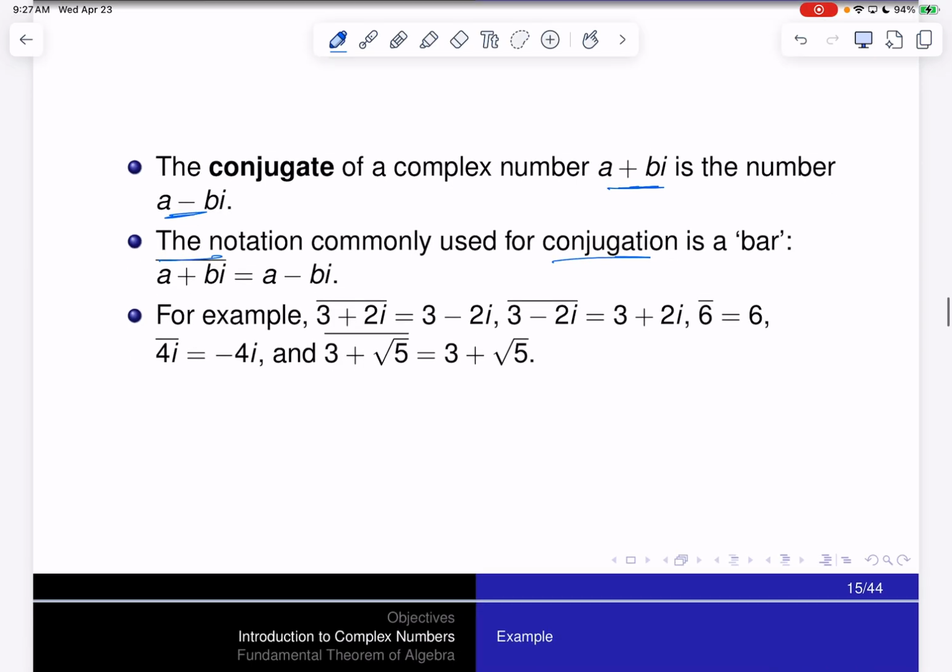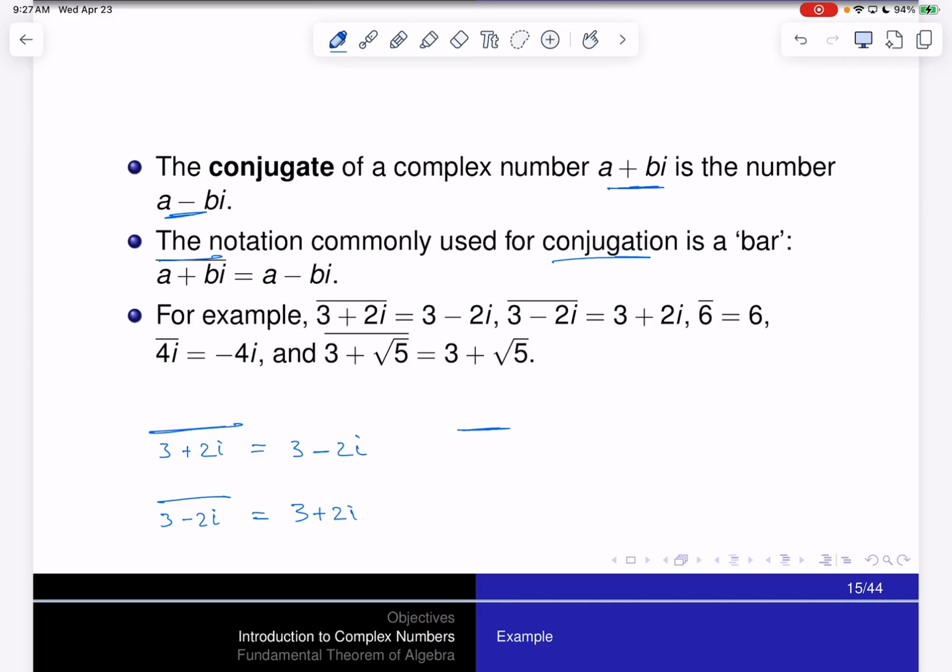So, are you ready? If I give you the bar over 3 plus 2i, what does that mean? It means the conjugate of 3 plus 2i. What is it? That's it. That means just tell me what the conjugate is. I'm not going to write what is the conjugate of this. I'm going to put the complex number with a bar above it, and you need to know that means the conjugate. If I put bar 3 minus 2i, what does that mean? 3 plus 2i.